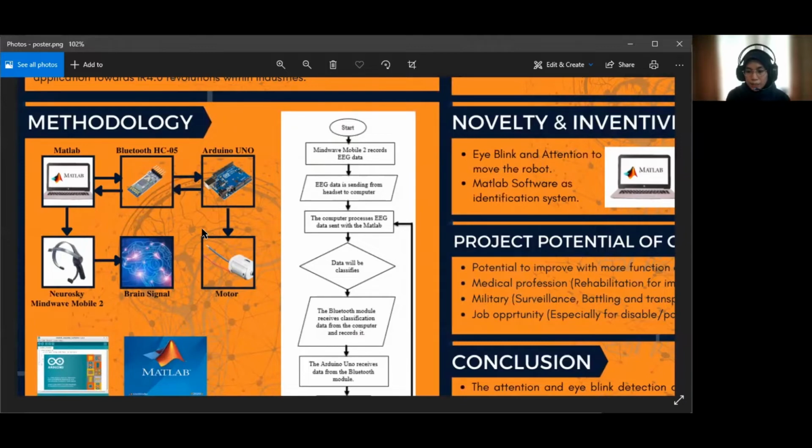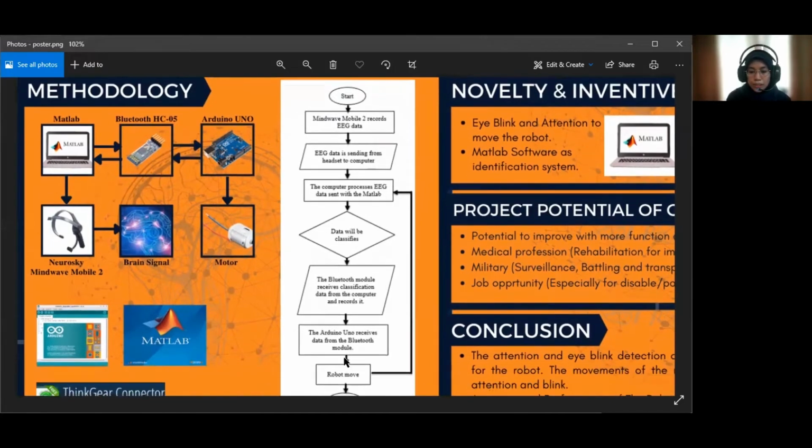In MATLAB, the data will be classified, where we can see the data of attention level and eye blinking detection. By developing the robot that is attached with a Bluetooth module, the Bluetooth module receives the classification data from the computer and records it. That is the function of the Bluetooth. And next, the Arduino Uno receives data from the Bluetooth module so that the robot can make movements.